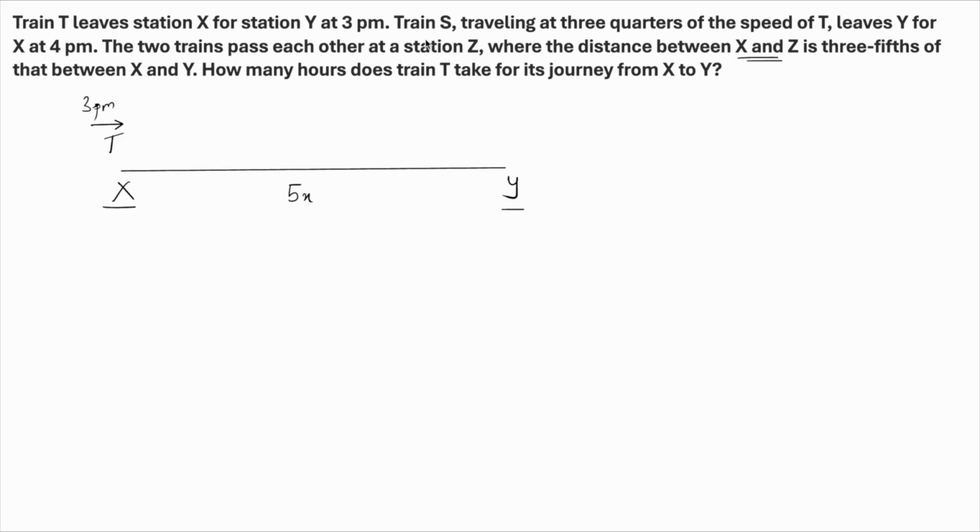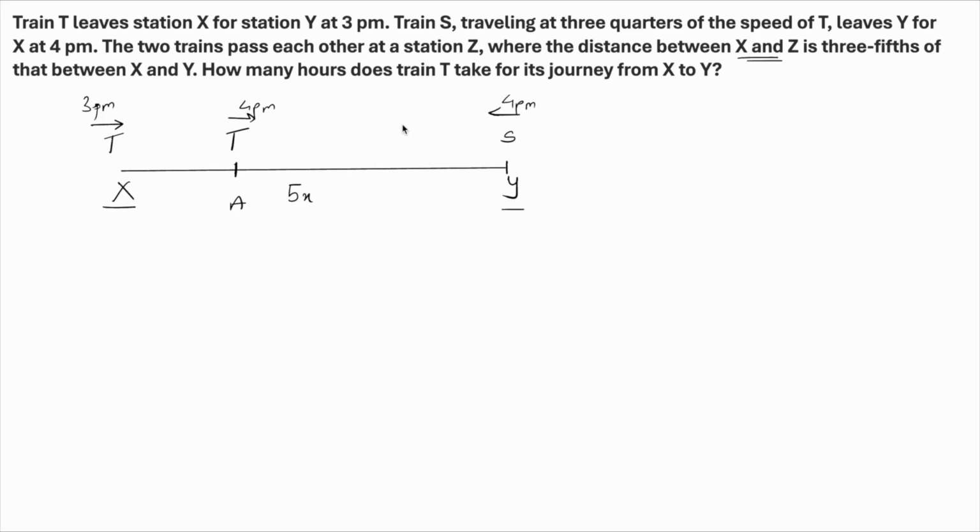Further, train S traveling at 3/4 of the speed of train T leaves Y for X at 4 p.m. So from 3 p.m. to 4 p.m., train T alone travels. Let us suppose that train T has reached this point, and I'm calling it A. Train T is right now here at this point, and that is 4 p.m. At 4 p.m., train S is starting from the point Y, and it is moving towards X. And this time is also 4 p.m.